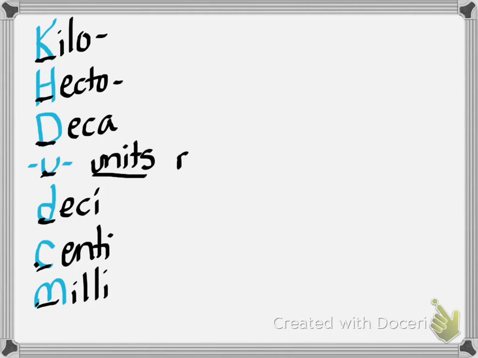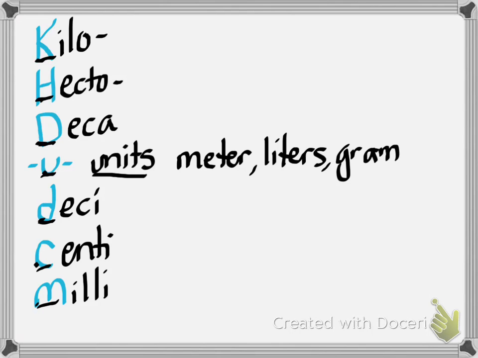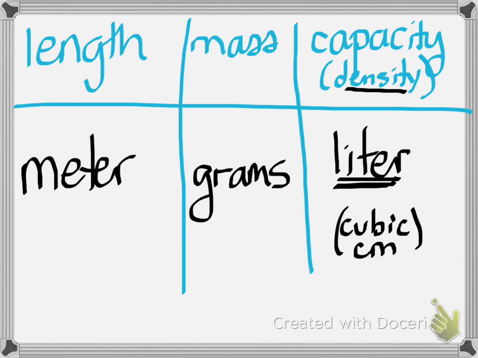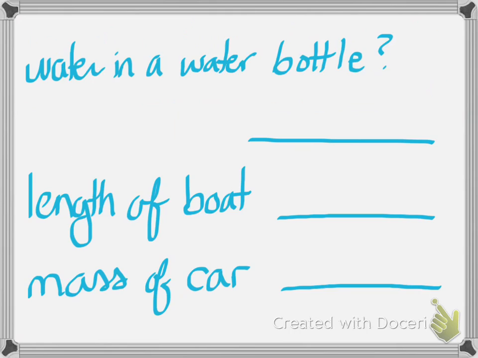So those units stand for meters, liters, and grams. Okay, but in our mnemonic device we say U for units because the unit depends on the question. If you're talking about length, you're going to be using a form of a meter. Could be kilometer, millimeter, or centimeter. If you're talking about mass, you're talking about grams or maybe kilograms, centigrams, or milligrams. In capacity or density, you're talking about what's inside of something, like volume or density, so liters or cubic centimeters.